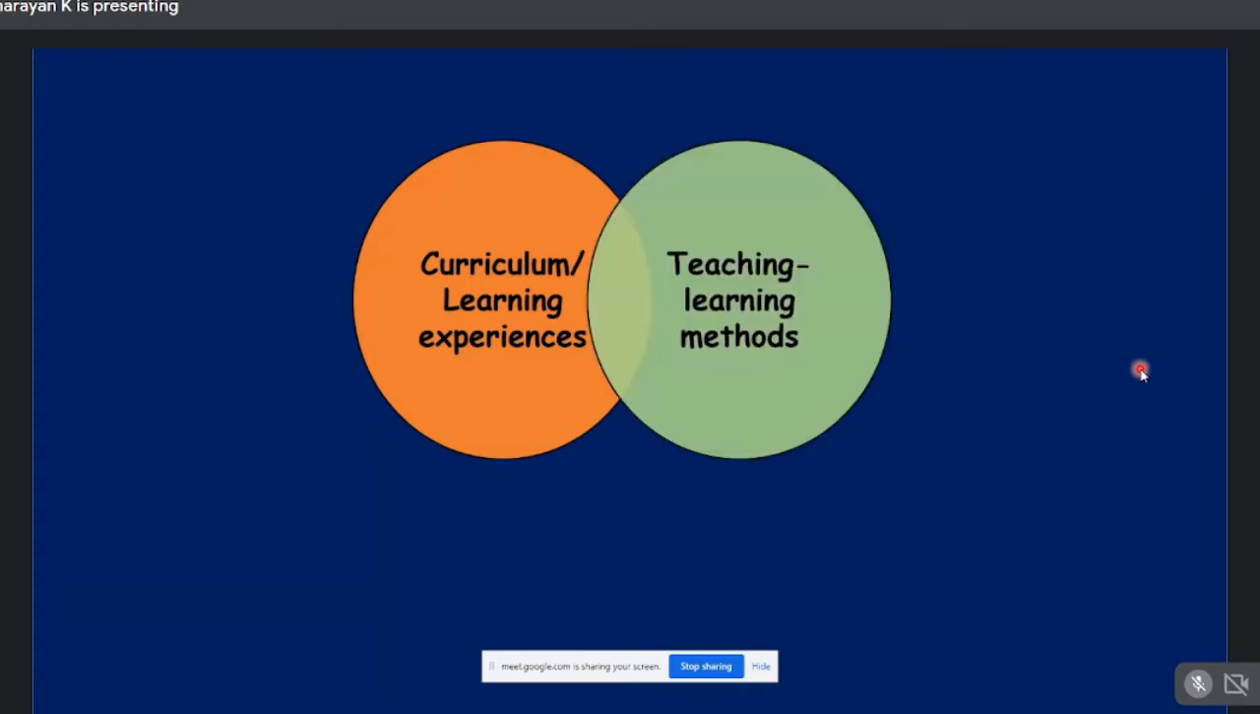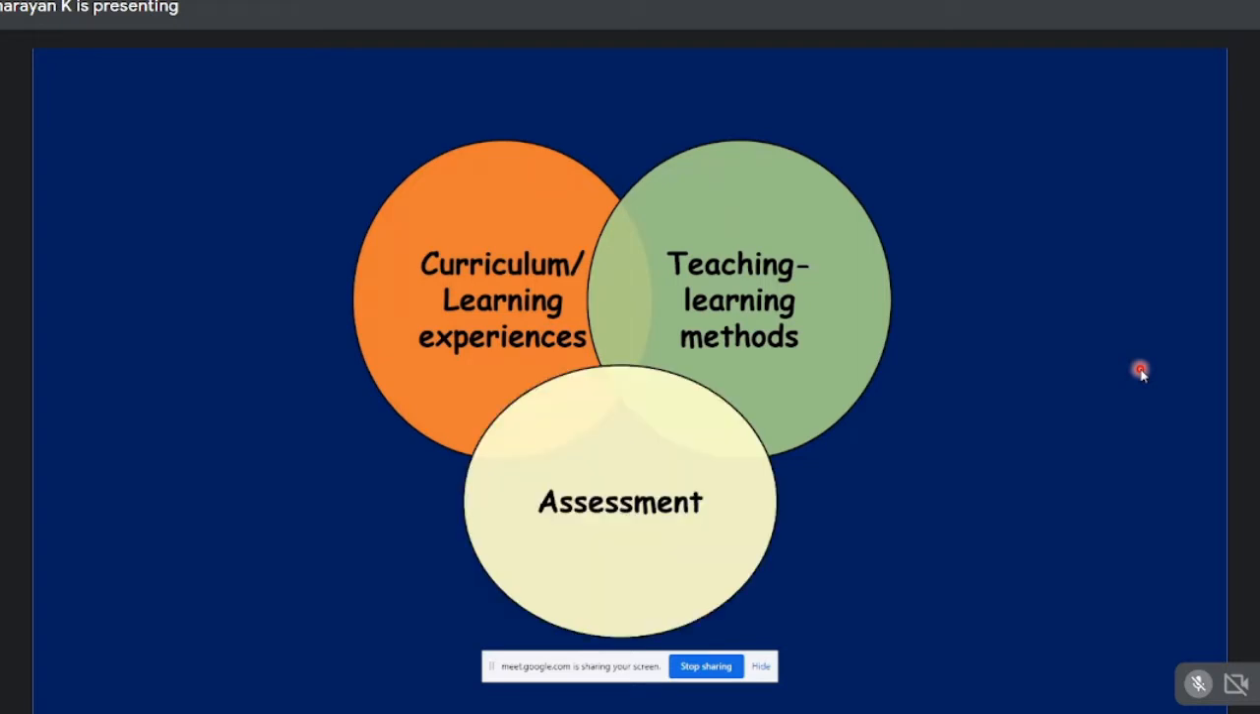Then you have the teaching learning methods. We use different methods by which we convey what we want to our students. And third is assessment. So these are the three circles in which we exist. All teachers, wherever they are, we will exist in one of these three circles. There can be an overlap, but basically these three circles will be the area, our domain and our kingdom, and this is where we function.